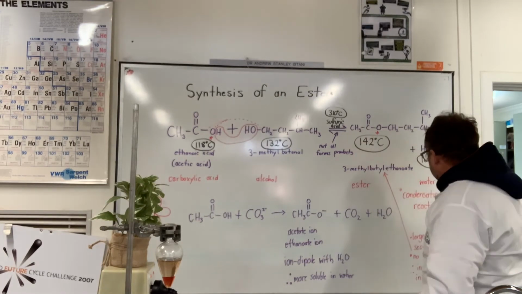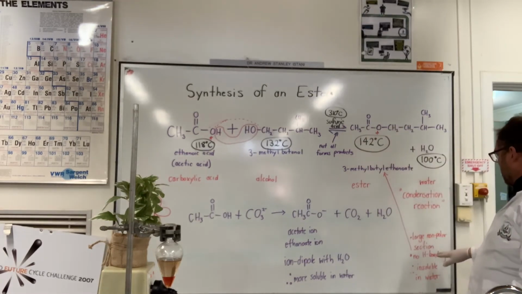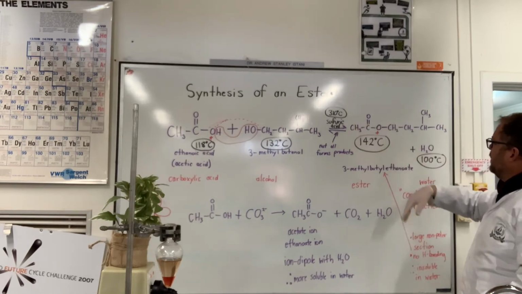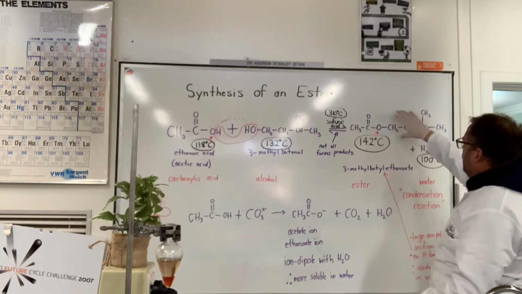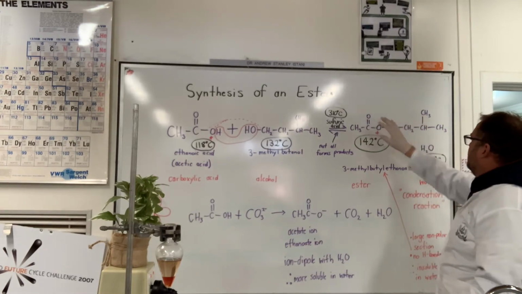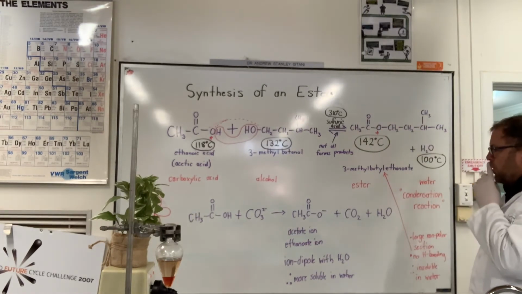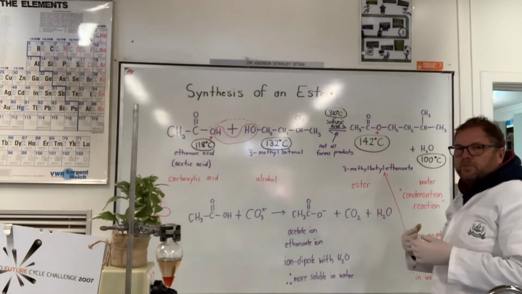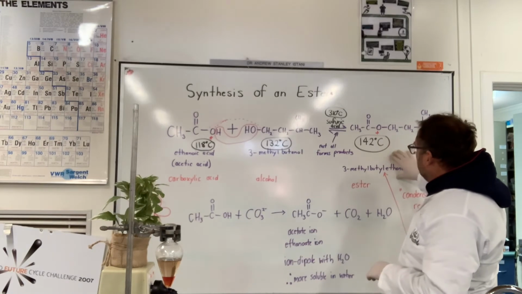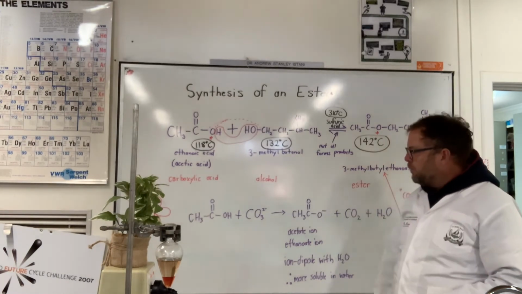3-methylbutyl ethanoate is a large non-polar molecule, or it has a large non-polar section. No OH group, so no hydrogen bonding. So it's quite insoluble in water, with just a couple of groups that can dipole-dipole bond. So in a sense, some of these remove themselves because they don't stay with the more non-polar layer, but we can even force them out more.